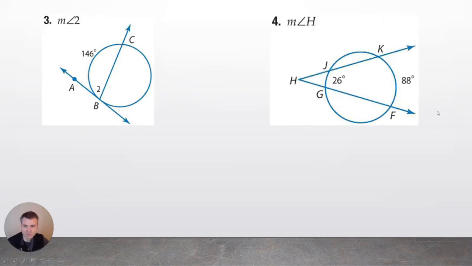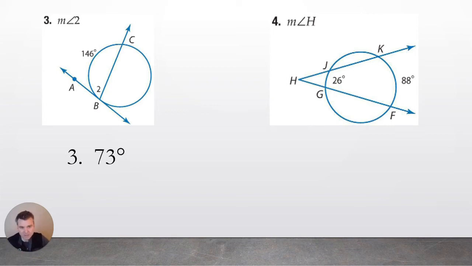All right, moving along. Number 3, we had to find the measure of angle T. Okay, well, we have a point on the circle, so we have an inscribed angle, and it's just intercepting the arc. This measures 146 degrees. So measure of angle 2 is just half that, or 73 degrees.